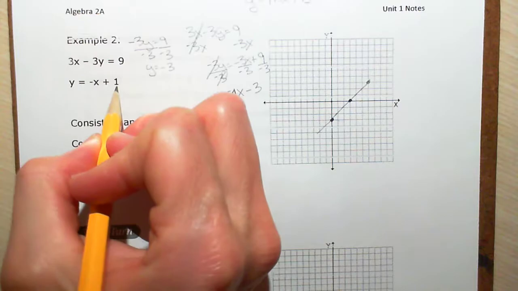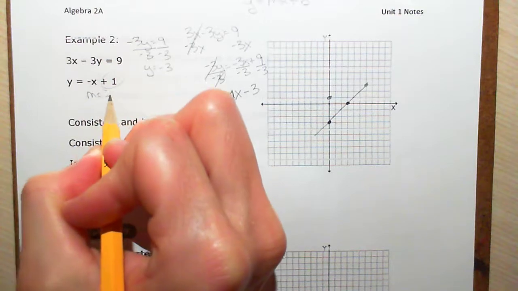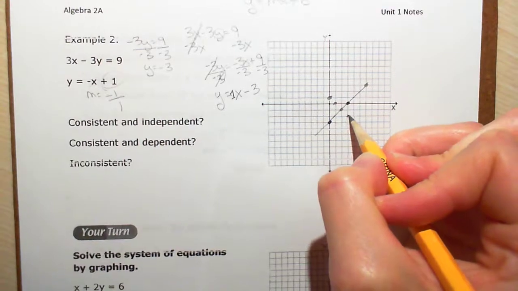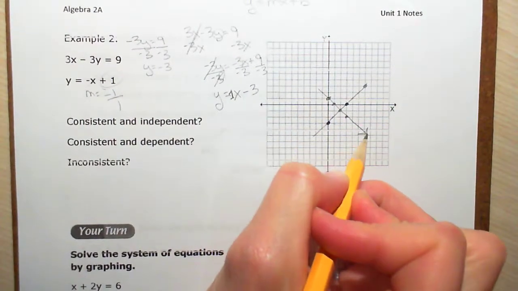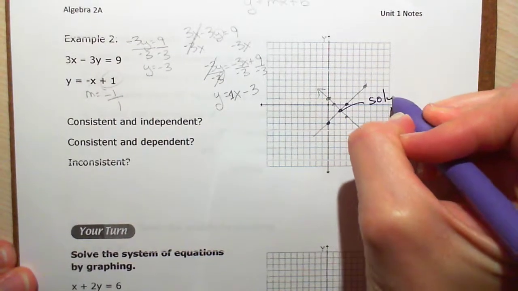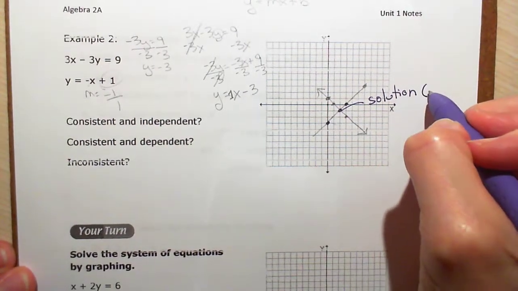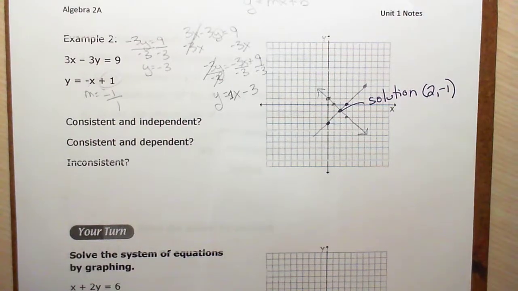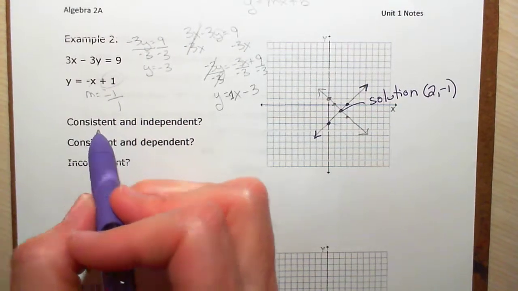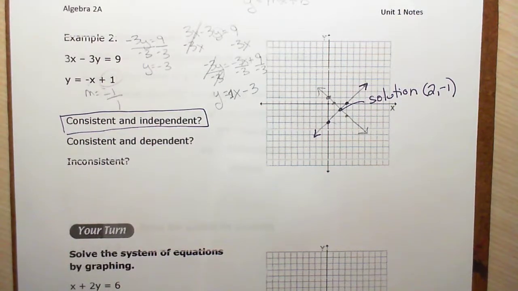Okay, this one, y-intercept of 1, right here, and a slope of negative 1. I'm going to go down 1 over 1, down 1 over 1, down 1 over 1. So there you can see, right here is my intersection point. So my solution is the coordinate point over 2, down 1. So x is 2, y is negative 1. If I have one intersection point, then I have a solution, so I'm consistent. One solution is independent. So consistent and independent.